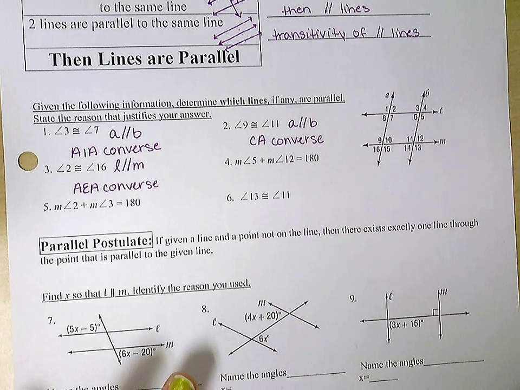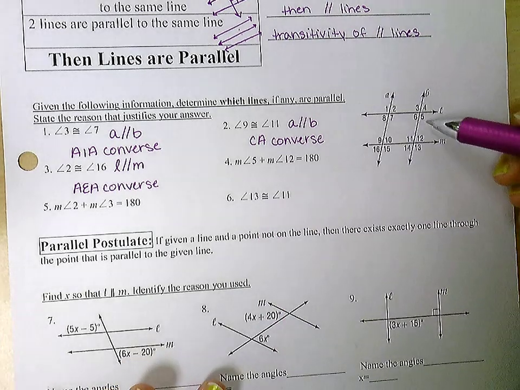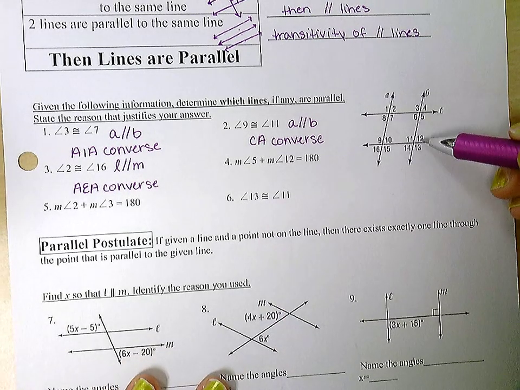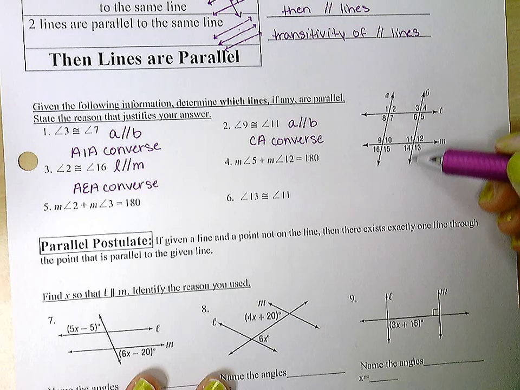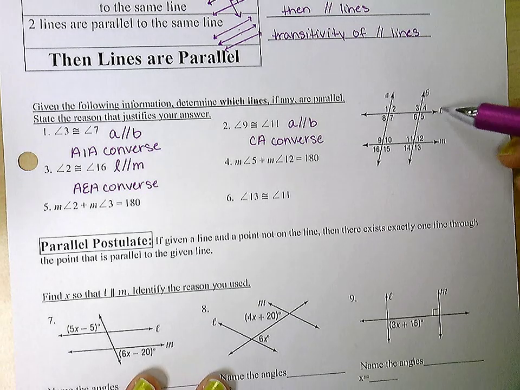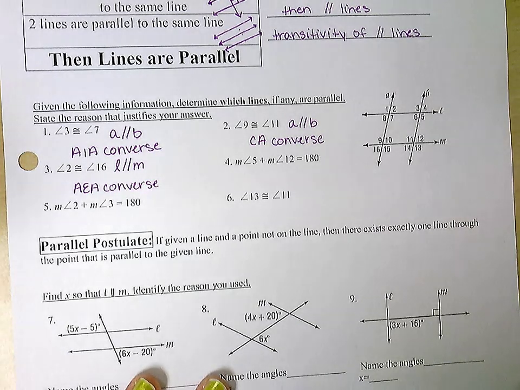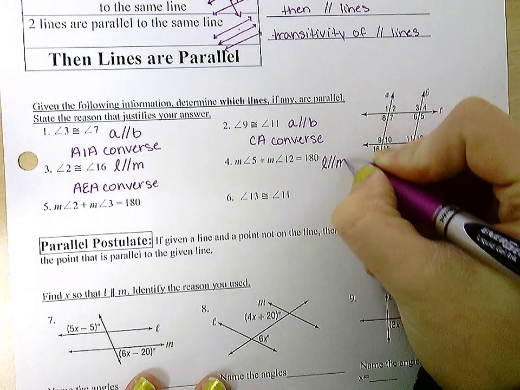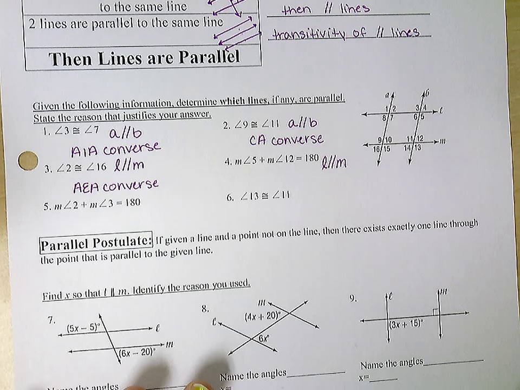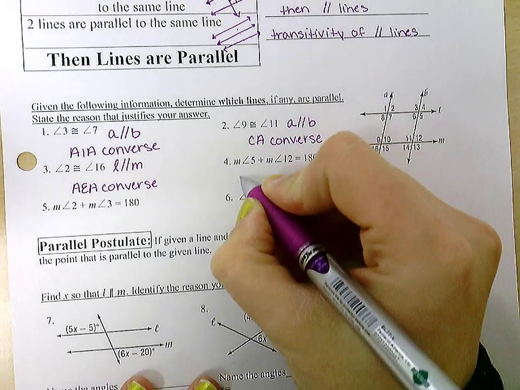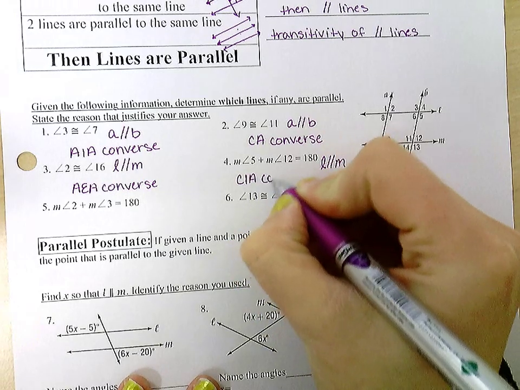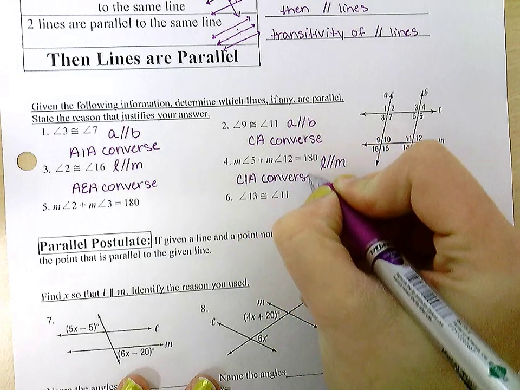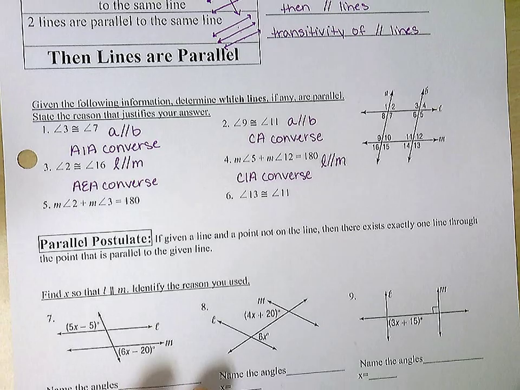Okay, number 4, we have angle 5 plus angle 12 is 180. So 5 and 12 are right here. So line B is your transversal, making L and M your parallel lines. Okay, and those are consecutive interior angles. So by that converse, those lines would be parallel.